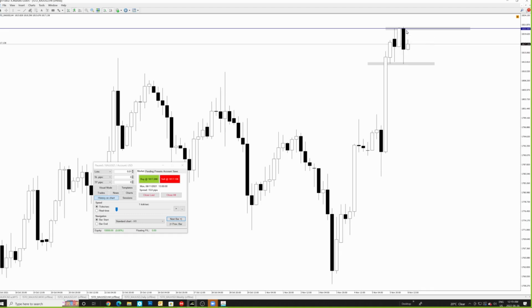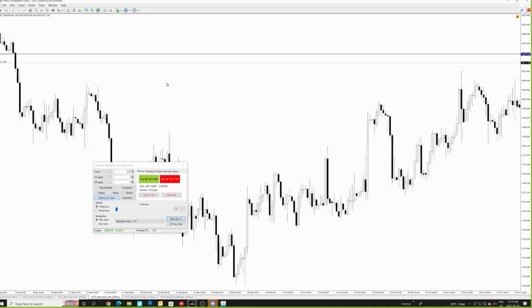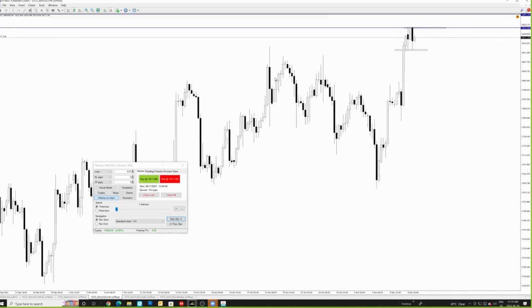Perfect. Now, the question is, what if we break this resistance? I guess if we break this resistance, price can probably come up towards this resistance right here, 1826, which is 53 pips away, right? Makes sense.